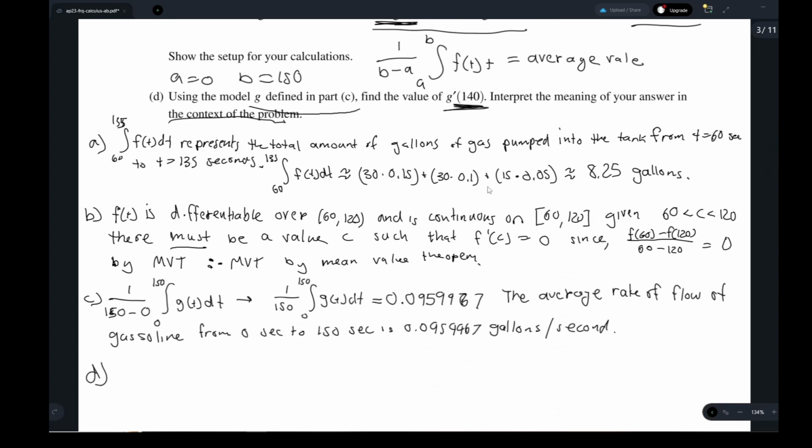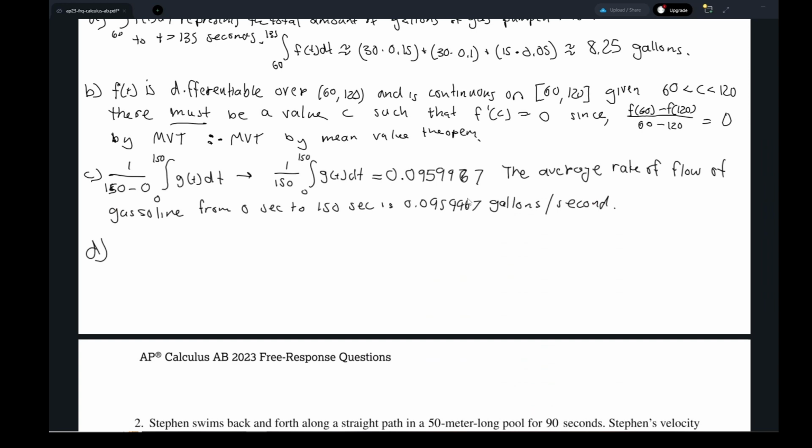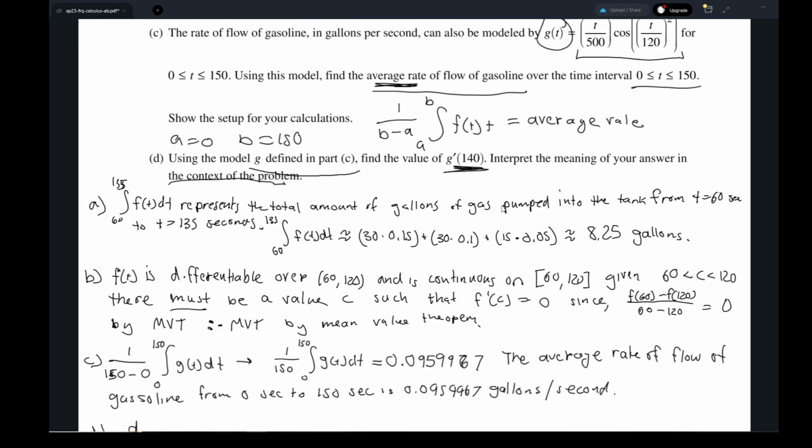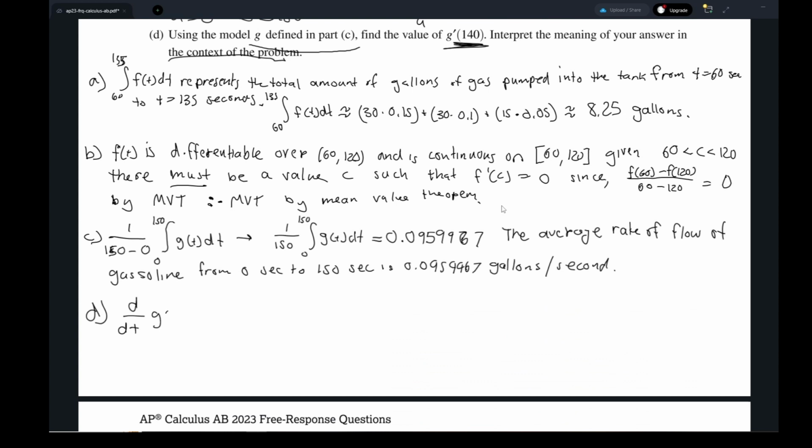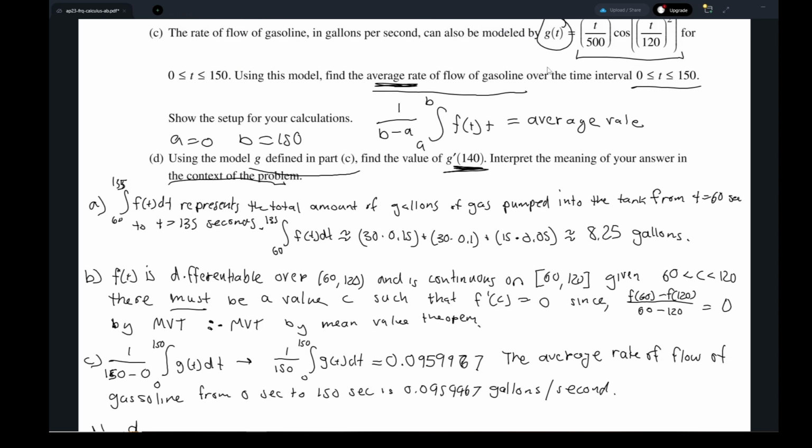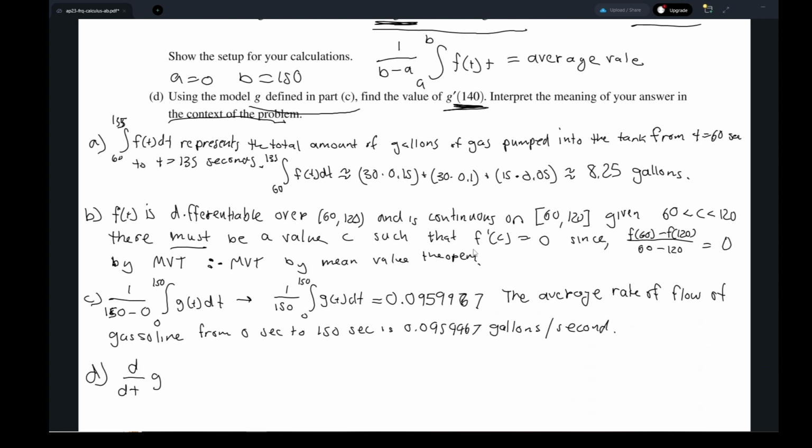Plug it into your calculator, but you do need to show that you're finding the derivative. So what I would do in this case is write d/dt of g of t, or in this case g of 140, is going to equal, and then just plug that into your calculator.